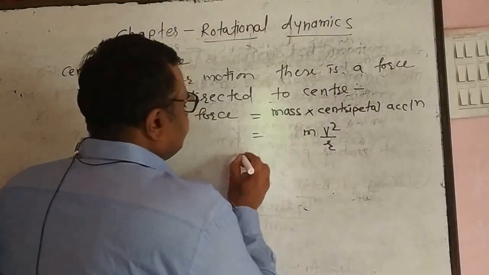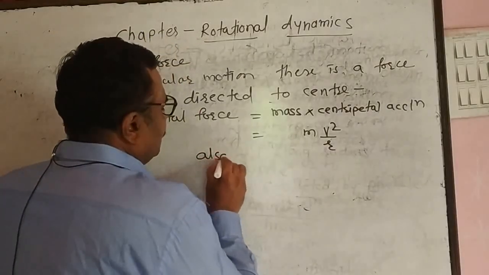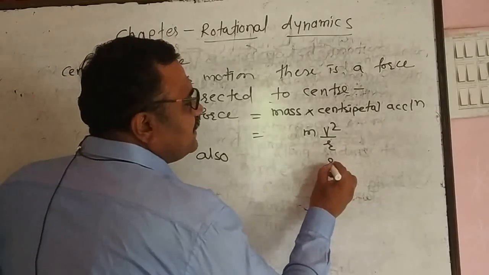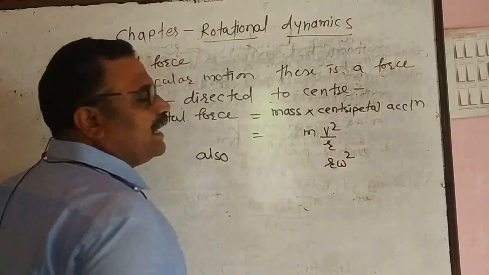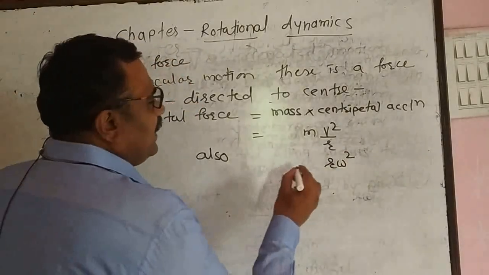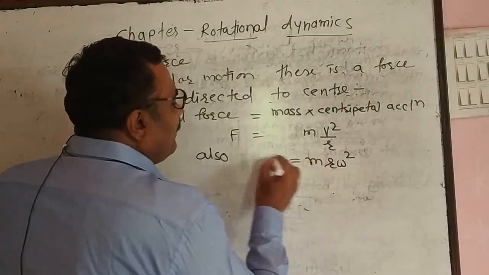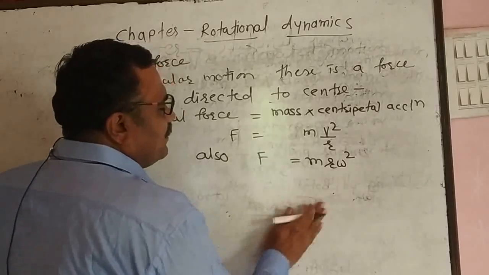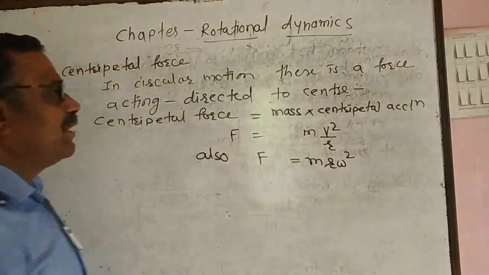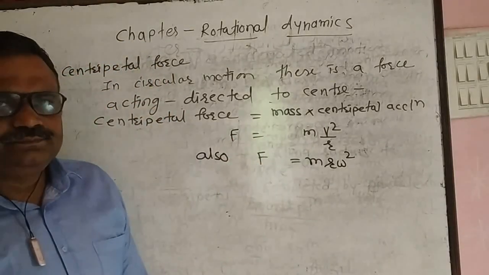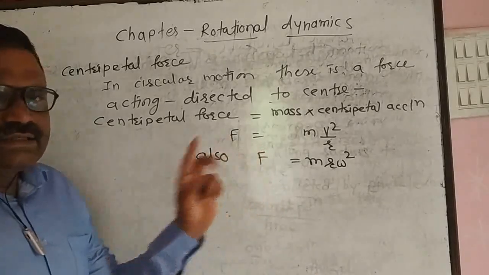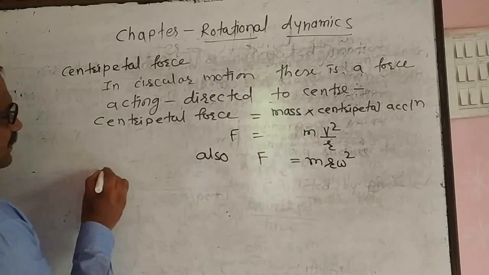Similarly, centripetal acceleration is given by the formula r omega square. Therefore, m into r omega square. This is another formula to calculate the magnitude of centripetal force. Now, examples of centripetal force.